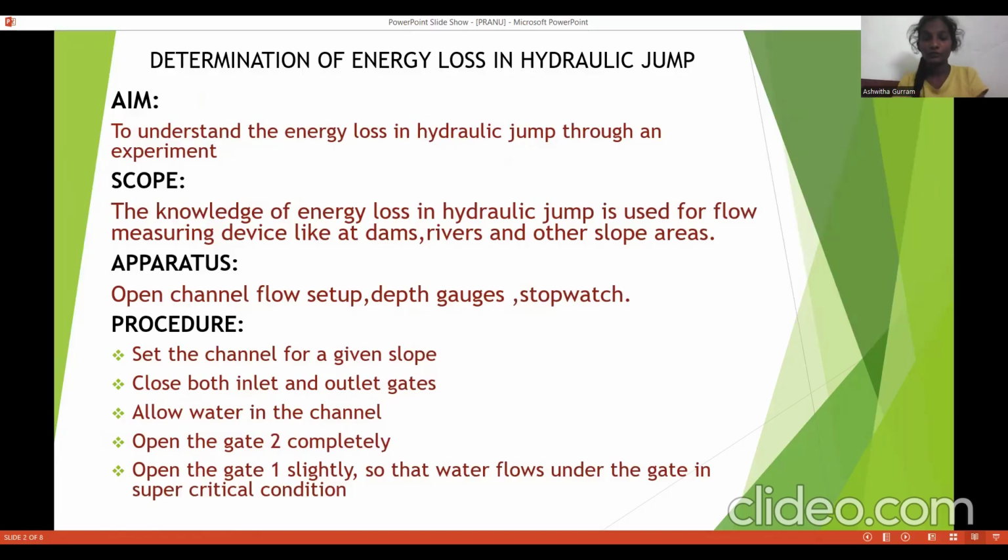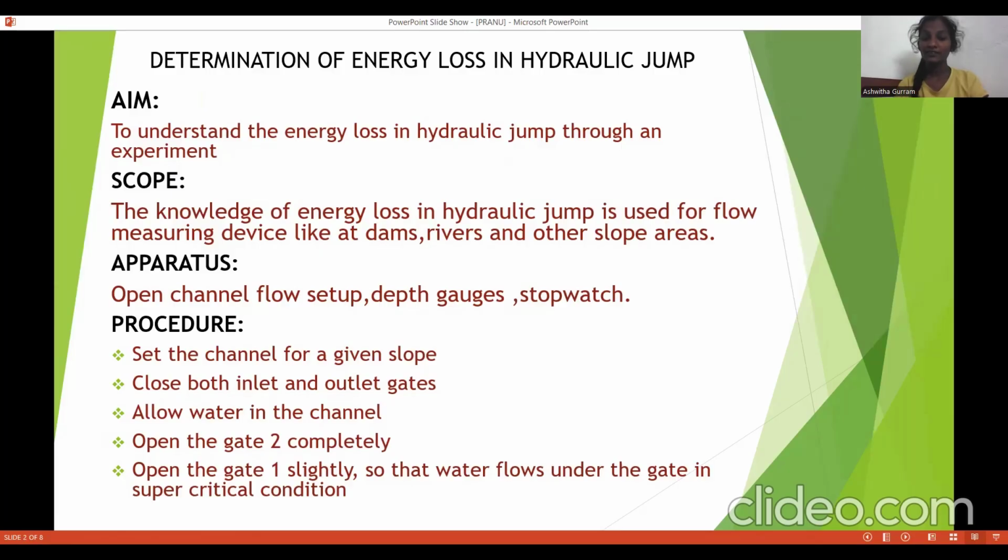We have to know the procedure of the experiment. First, set up the channel for a given slope. Now, close both inlet and outlet gates. Allow water into the channel. Open the gate 2 completely.